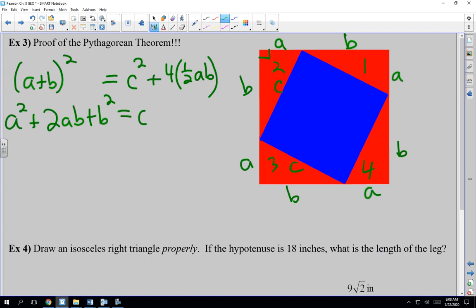Here I have C squared plus, and this becomes, magically, 2AB. And then algebraically speaking, I can subtract 2AB from each side.